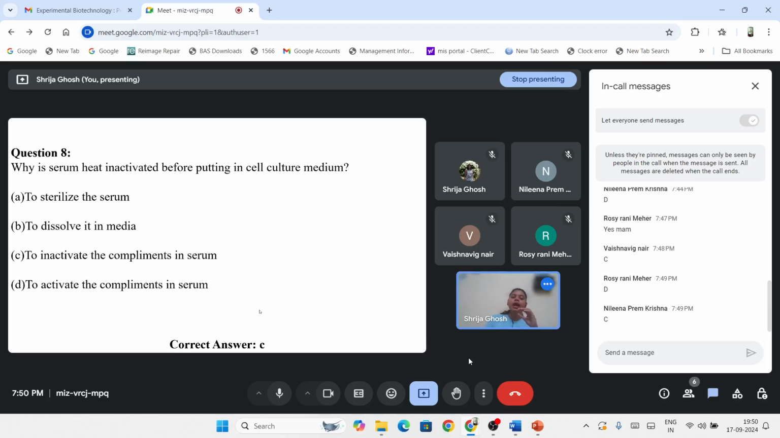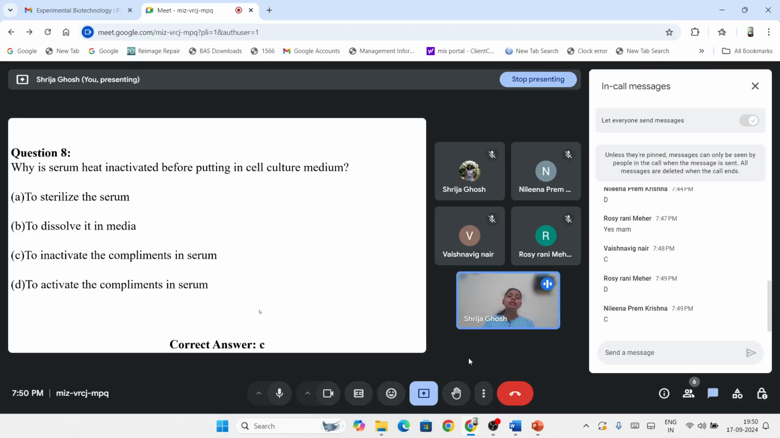Now that serum has multiple growth factors. That's why we use it in the cell culture medium. But along with these growth factors, it will have multiple complements. Now these complements, when we add them in the growth medium, will actually attack the cells, and the growth of the cells will be inhibited because of those complements. Because that serum belongs to a particular organism. So generally we use fetal bovine serum, where the blood serum of a fetal bovine is taken.